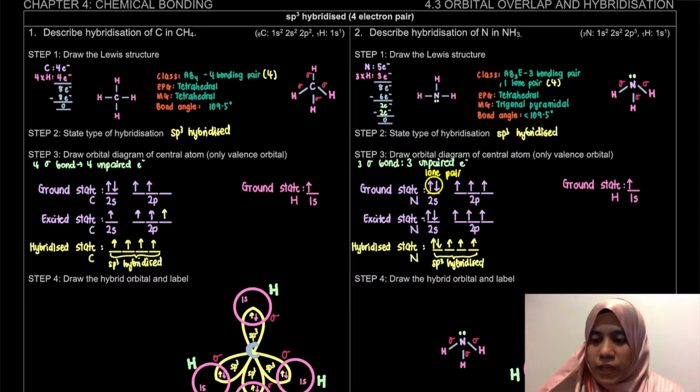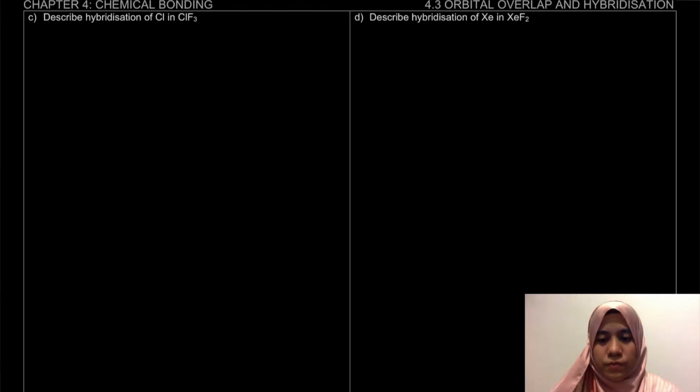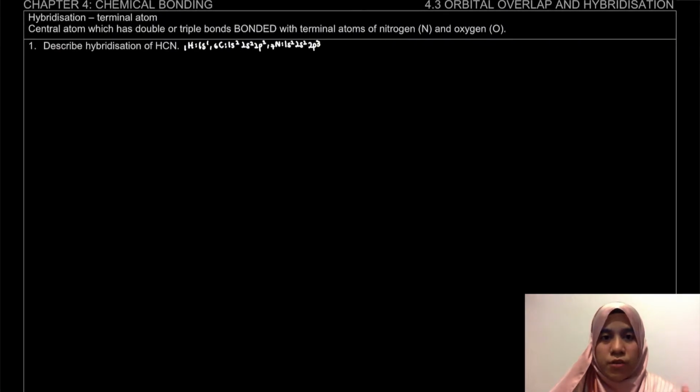Because previously we looked at NH3, where nitrogen is the center, so the center must be hybridized. Water is the same. For water, oxygen is the center, so we have to hybridize it. But right now, in the examples we learned previously, it was only the central atom. But if we have nitrogen and oxygen, then we have to hybridize them as well.